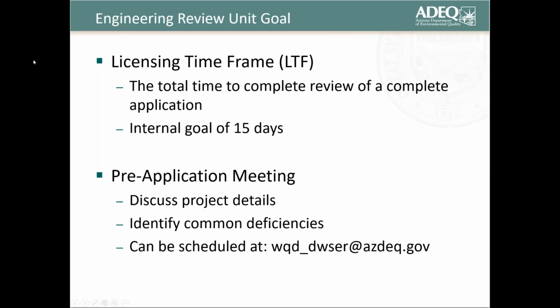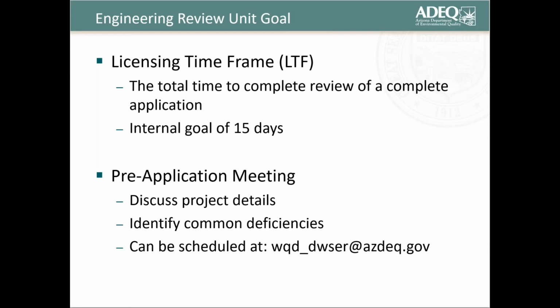So per the Arizona Administrative Code, the review is under a licensing time frame, and it basically measures the total time to complete a review of an application. So the internal goal for our engineering review unit is 15 days to complete that review. This is usually met when there are no deficiencies on the application.